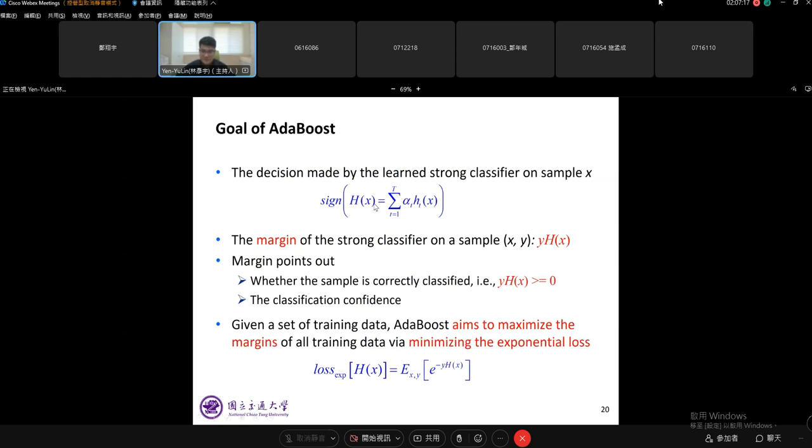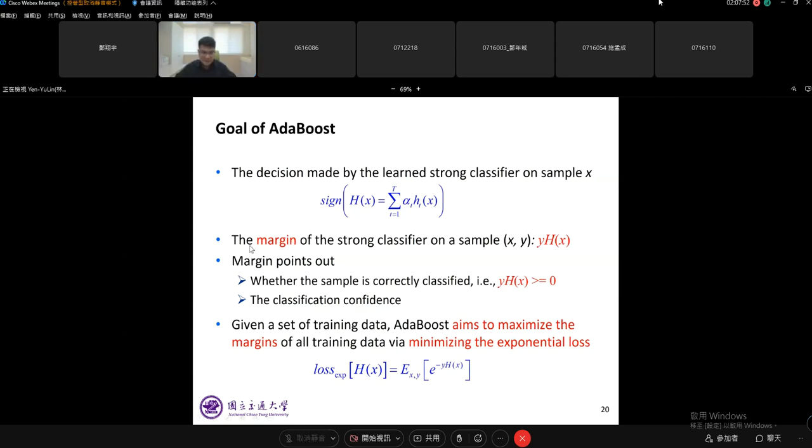First of all, I write down the strong classifier and the weak learner in the formulation of AdaBoost, including capital H, which is used to denote the strong classifier, and lowercase h, which is used to indicate the weak learner, and alpha t, which is the weight for weak learner ht in the majority vote.